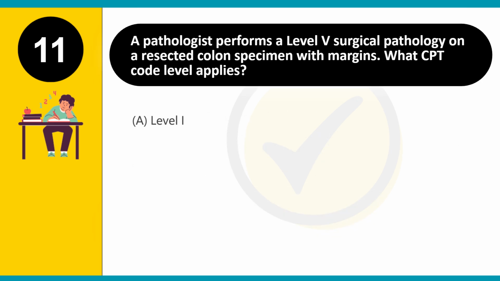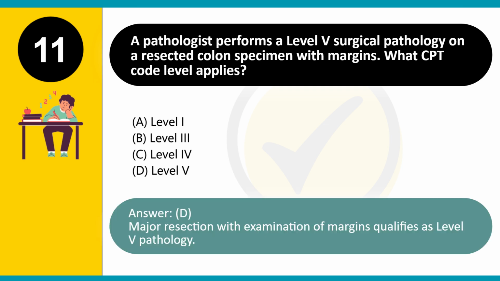A pathologist performs a level V surgical pathology on a resected colon specimen with margins. What CPT code level applies? A. Level 1. B. Level 3. C. Level 4. D. Level V. Answer: D. Major resection with examination of margins qualifies as Level V pathology.